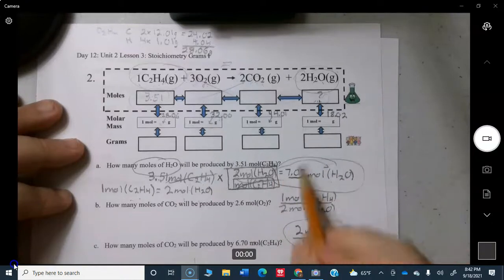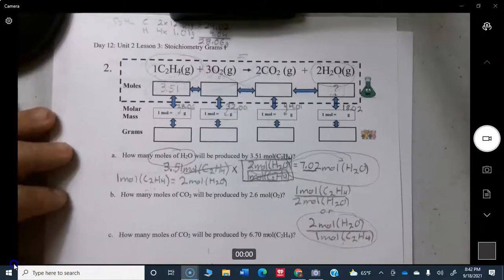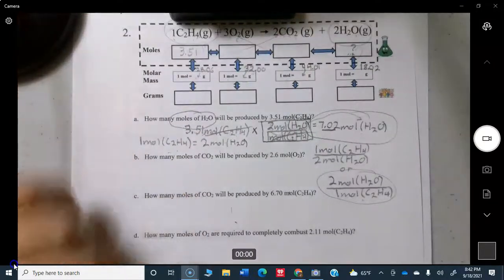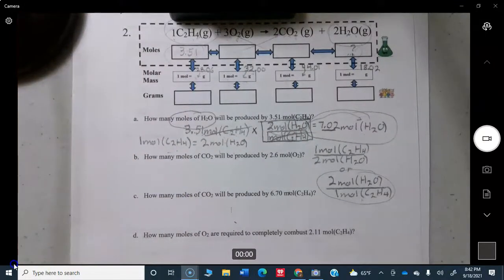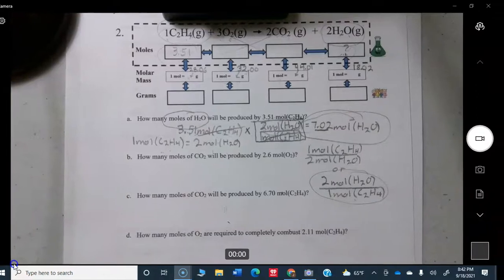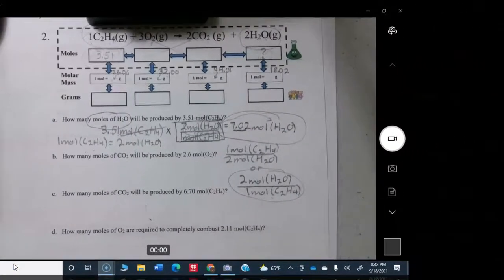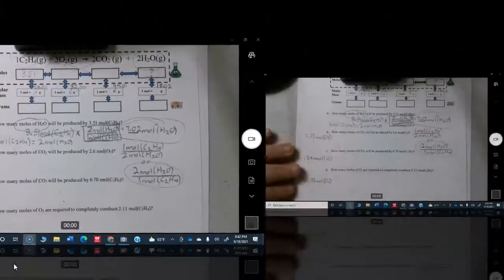Moles of H2O. And that's your final answer, okay? So you are going to go ahead and do the rest of these, and I will give you the answers to those. Alright, so here are your answers for B, C, and D. D's worded a little differently.